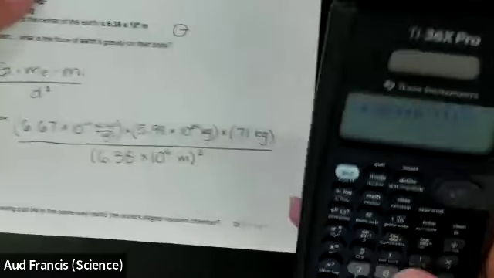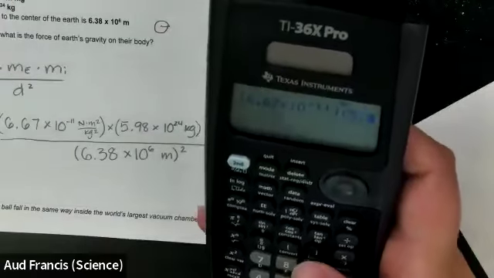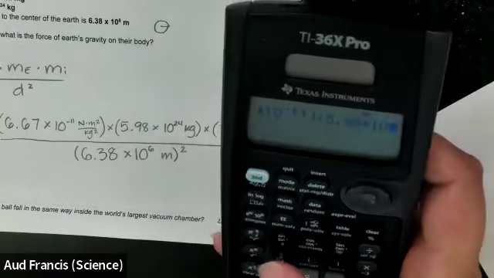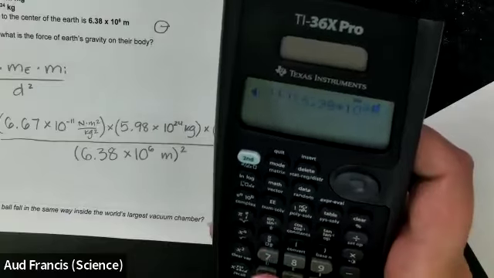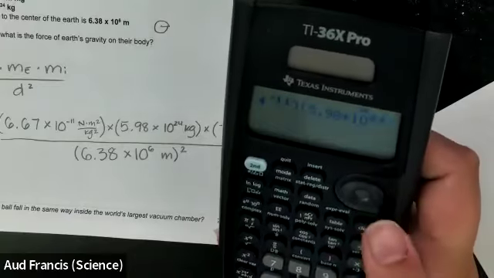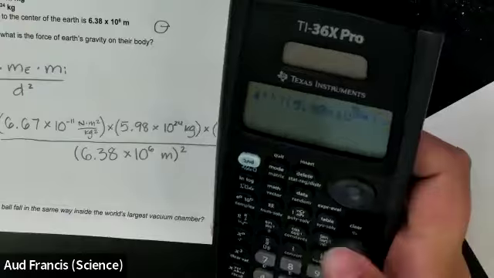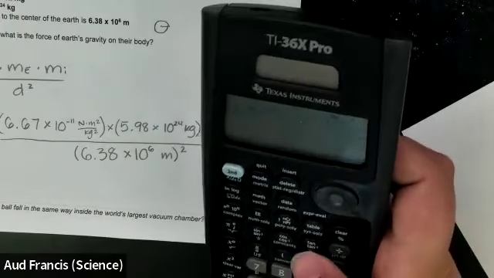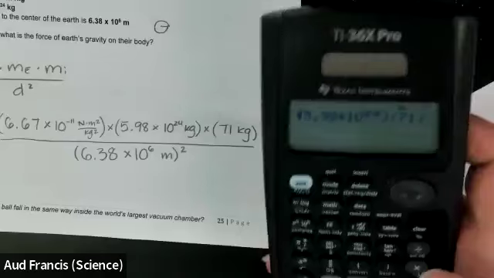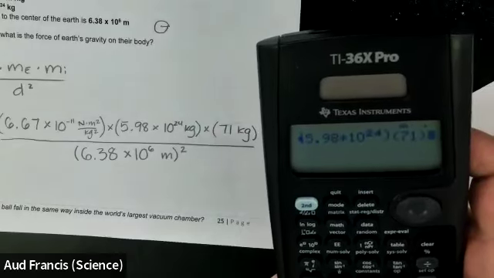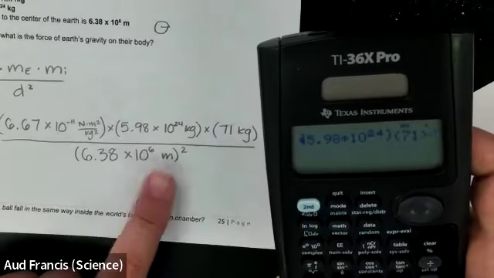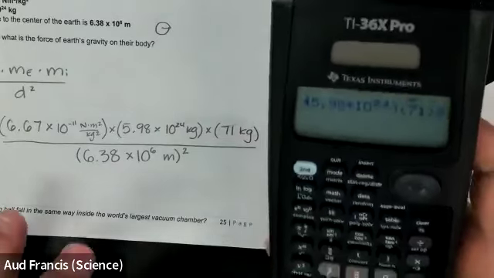So our next number is 5.98 times 10 to the 24th power times 71, which is really easy to put in the calculator. If I'm using a calculator like this, I like to do the whole numerator first and then divide the answer by the bottom. Otherwise, I find kids tend to get too many numbers and there's syntax errors.